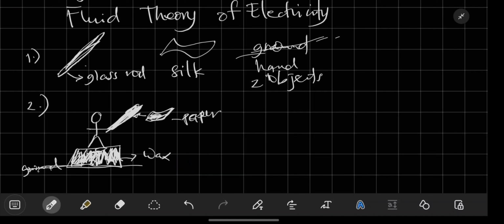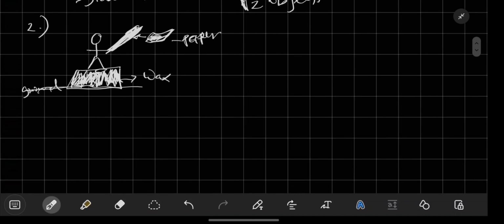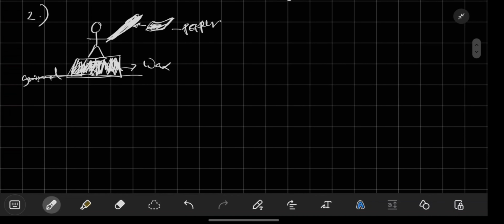Okay? So, he analyzed the experiment again. Nawala na yung isang question na yung charge na galing sa ground. So, dito na lang sa dalawa. Okay? So, and then he realized that the charge is coming from the two objects, which is from the silk and from the glass rod. So, with that, he made another experiment.